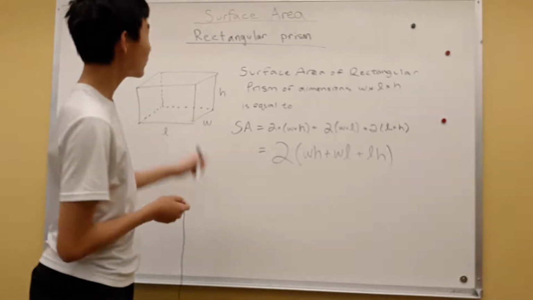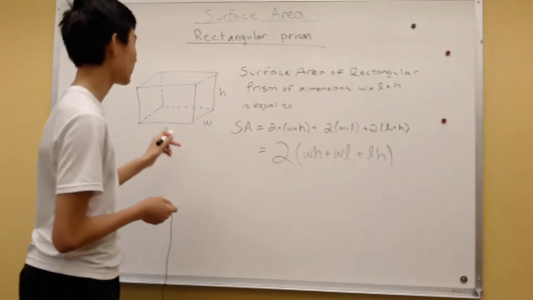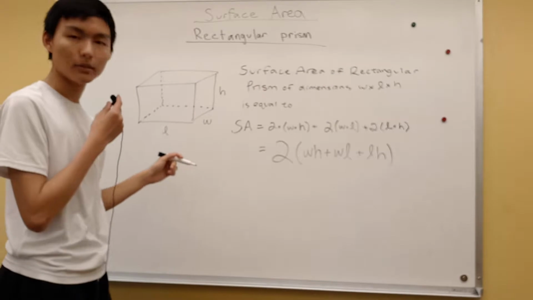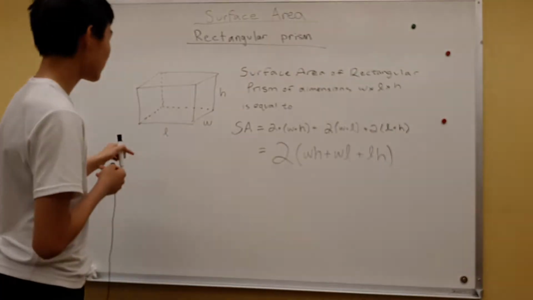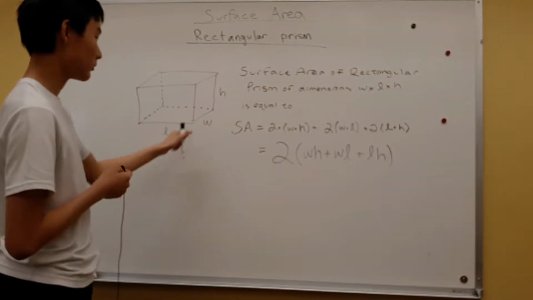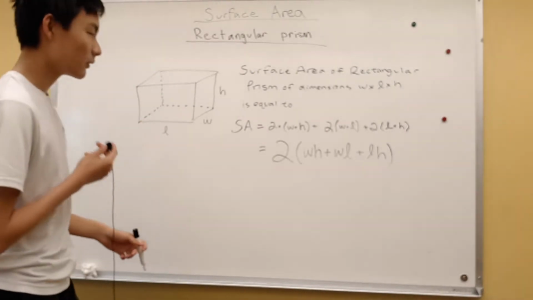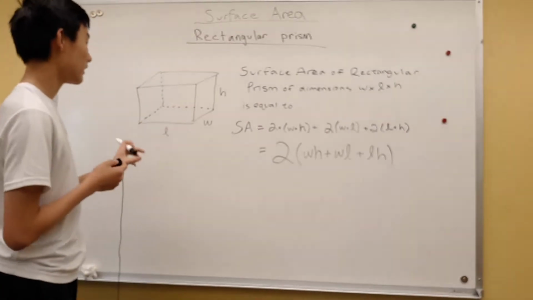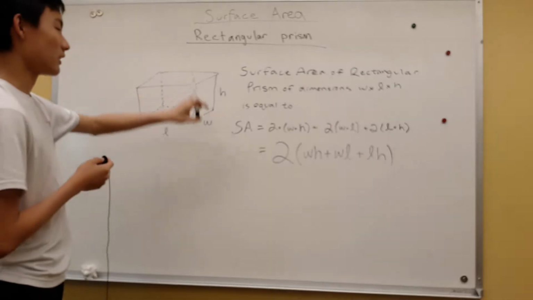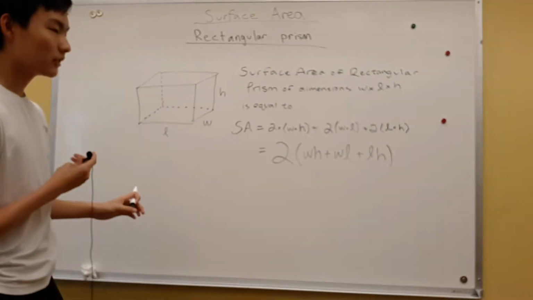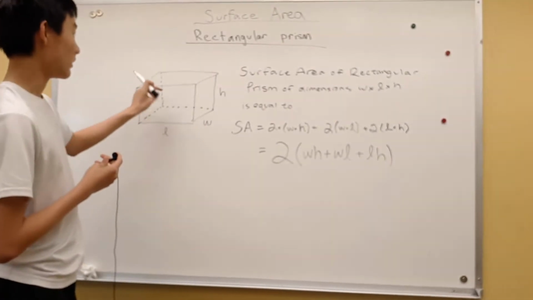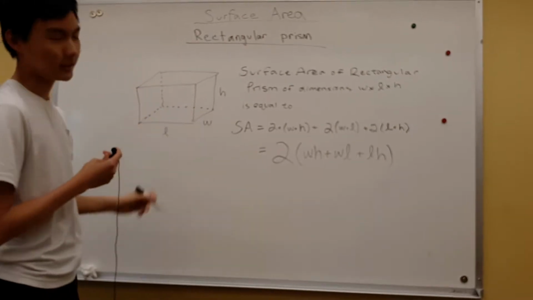Okay guys, now we will be talking about surface area, and to start we'll be doing a rectangular prism. For a rectangular prism, we have length, width, and height, right? For surface area, we're calculating the area on each face of this rectangular prism. So in this rectangular prism, we have 1, 2, 3, 4.